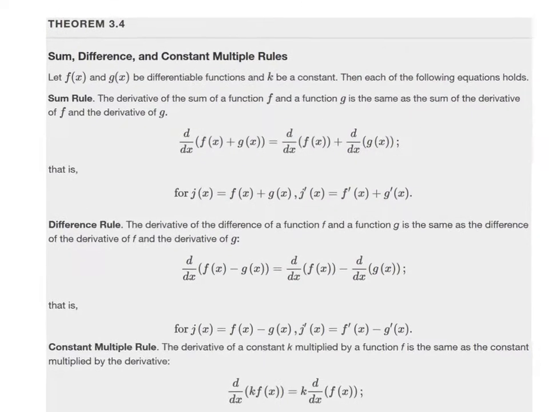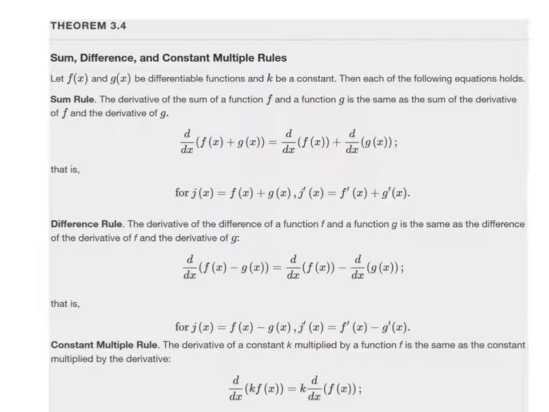The next theorem is, I can do them individually. So if I have, say, x squared plus x plus 3, I can take the derivative of x squared plus the derivative of x plus the derivative of 3. Because it's addition or subtraction between them, I can do the derivative of each term individually. That's all that is. It's all these lovely rules right here, these theorems.